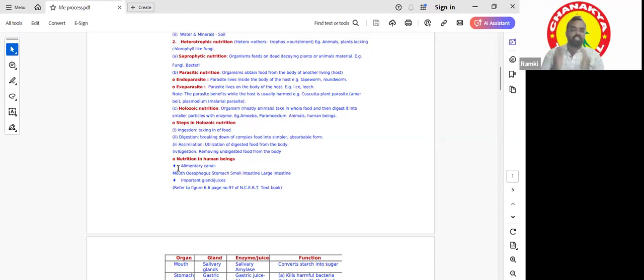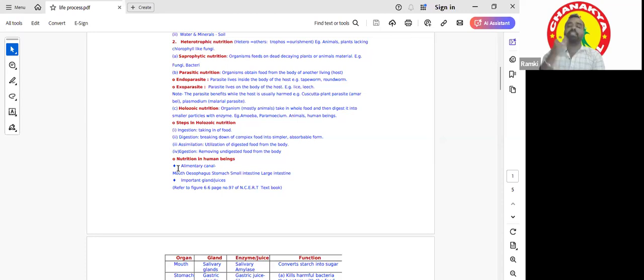Each one has a specific function. What is the use of our buccal cavity? It is used to grind the food material. Okay, then second, we have the tongue. The tongue is used to mix the saliva with the food.